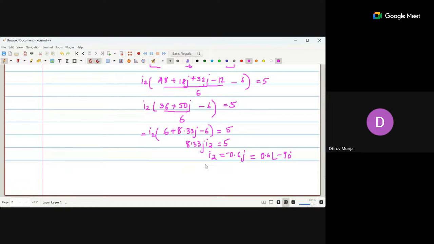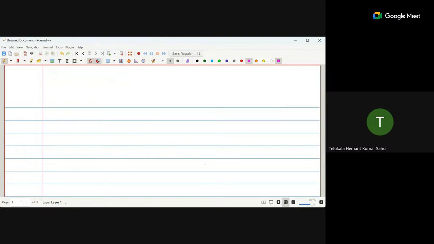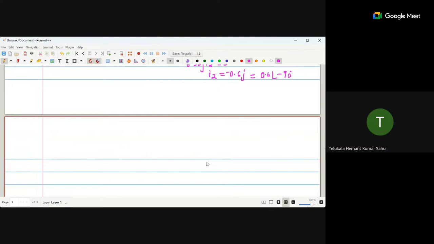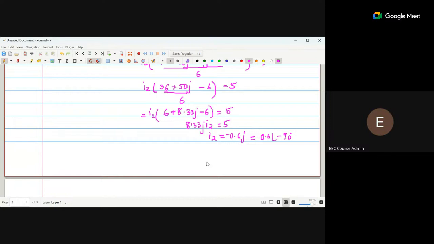Now you find out I2. I got I2 equal to 6 by 10J. Yeah, 6 by 10 is 0.6. 1 by J is minus J. So it will be minus 0.6J, correct? Correct. And that minus J represents minus 90 degrees. So 0.6 angle minus 90. Correct? Yes, ma'am. Got it, ma'am.